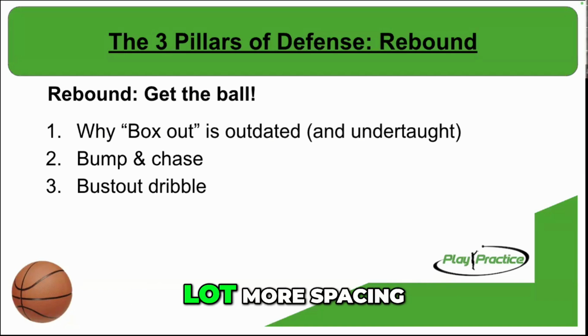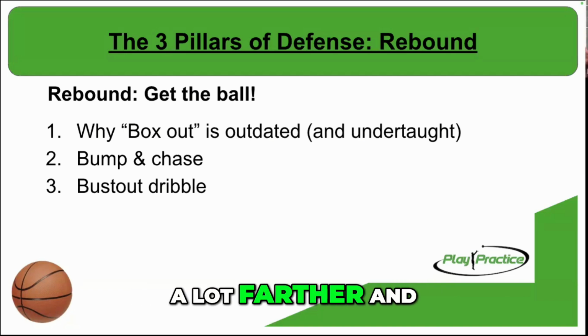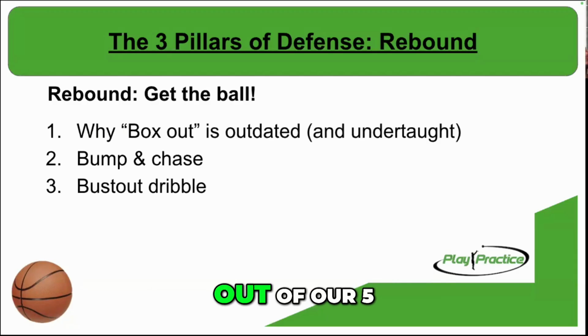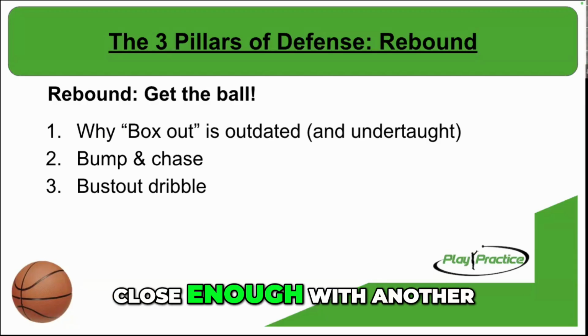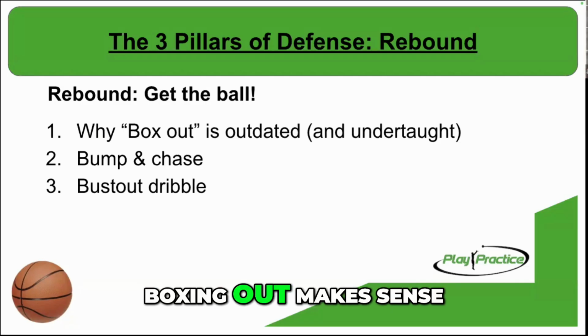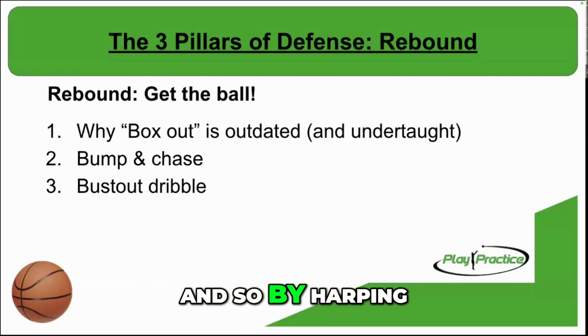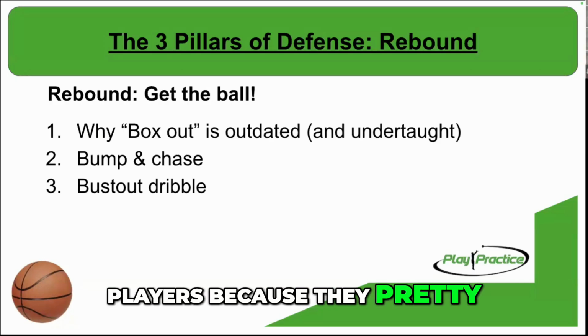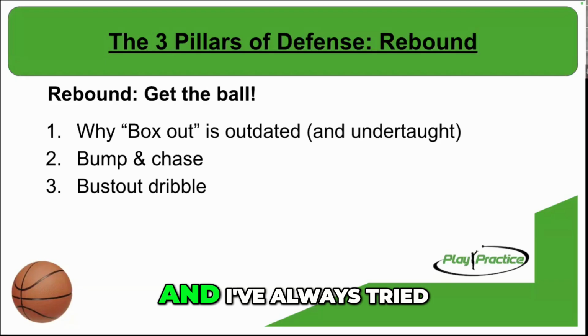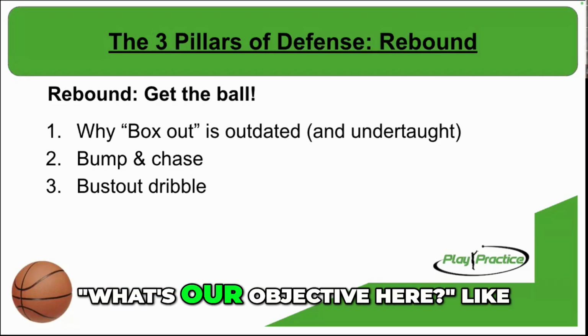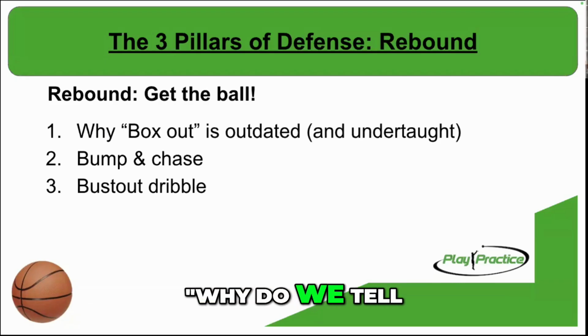Nowadays, there's a lot more spacing. We're spread out a lot farther, and it's probably only one out of our five players on the team that's around the basket close enough with another big body to where boxing out makes sense. So by harping only on boxing out, we kind of lose players, because they pretty quickly understand that this doesn't actually work if I do this. I've always tried to tie it back to what our objective is. Why do we tell players to box out? What do we actually want at the end? The goal is to get the ball.